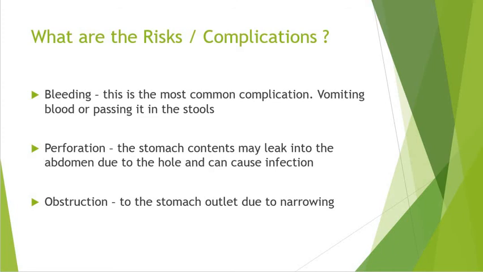Now, what are the risks and complications of peptic ulcer disease? Bleeding, which is the most common complication. So one may vomit blood or pass it in the stools. Perforation, which means a hole in the gut, and the stomach contents may leak into the abdomen due to the hole, and this can cause infection, and this condition is called peritonitis.